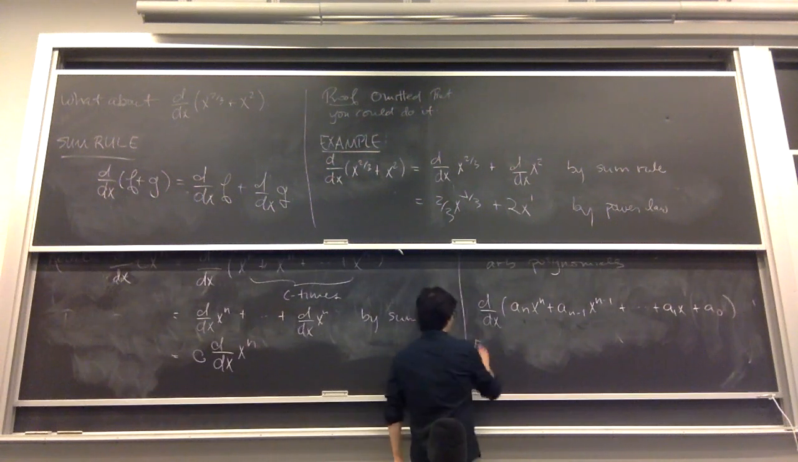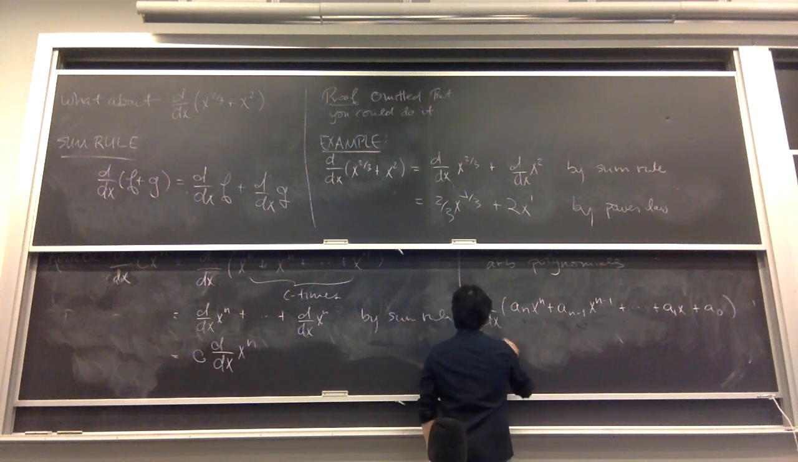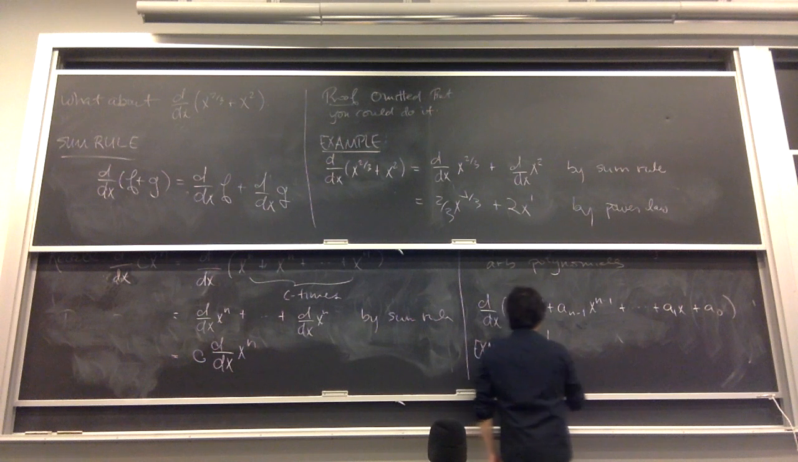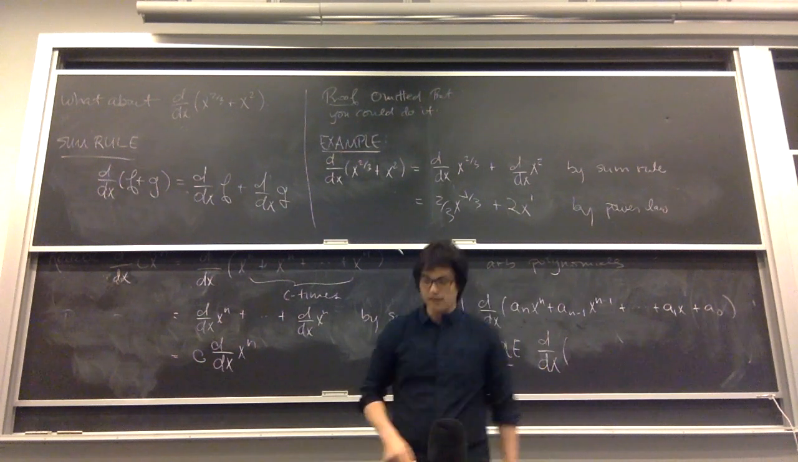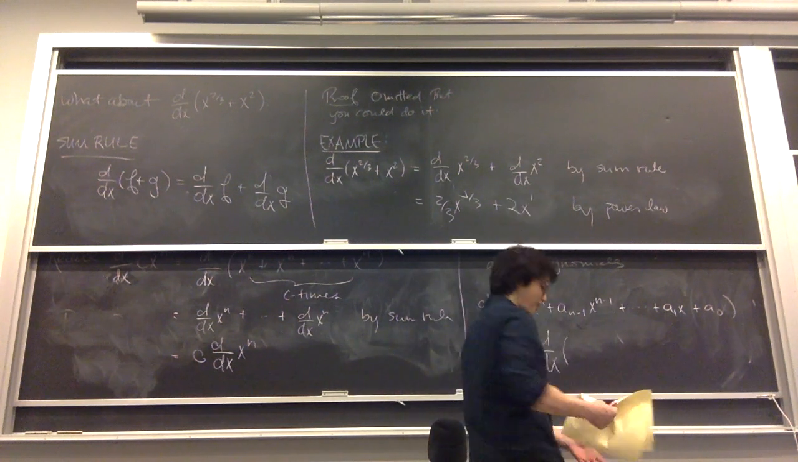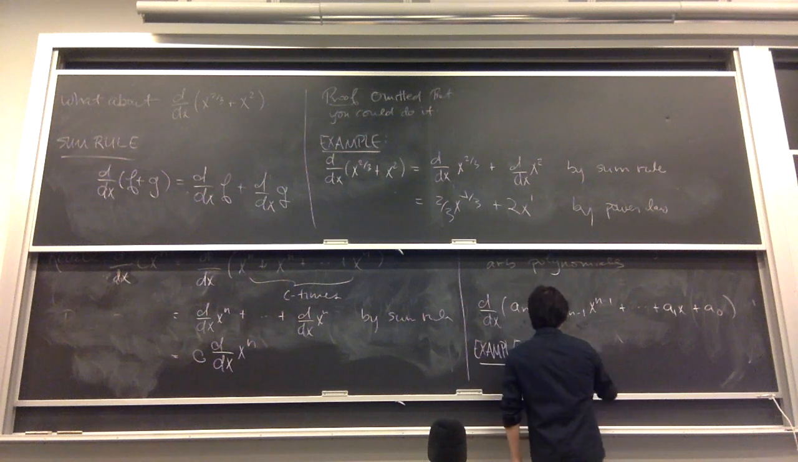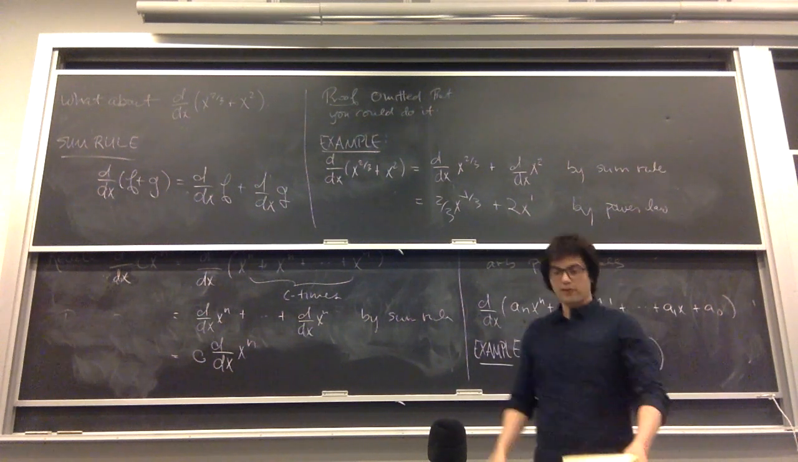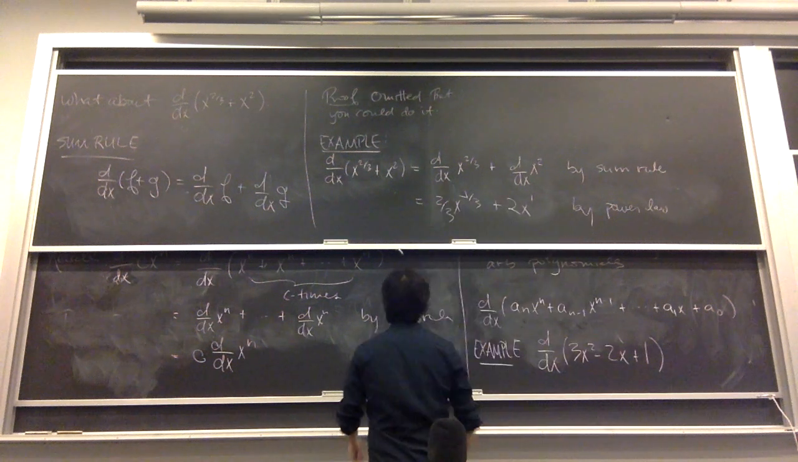So just for an example, what is the derivative of the arbitrary polynomial 3x squared minus 2x plus 1? Give it a go while I wipe down the board.